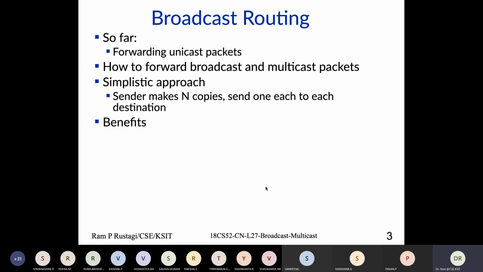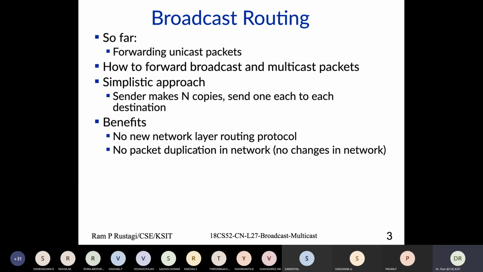The key benefit is that because each packet goes as a unicast, my network infrastructure is already designed to handle unicast packets. We don't need any new routing protocol to deliver a broadcast packet. When I say I'm implementing broadcast as n-way unicast, meaning I'm making n copies of the packet, one for each recipient with their individual unicast addresses, then I'm actually sending n unicast packets, and my network knows how to deliver unicast packets, so I don't need any network layer routing protocol. And there are no changes required in the network.